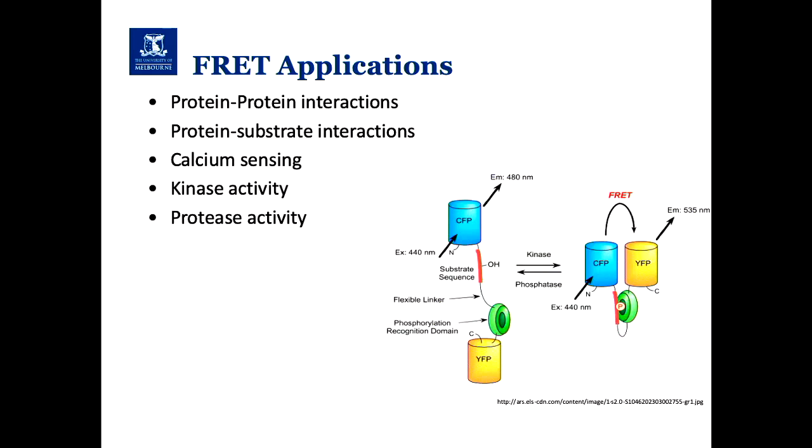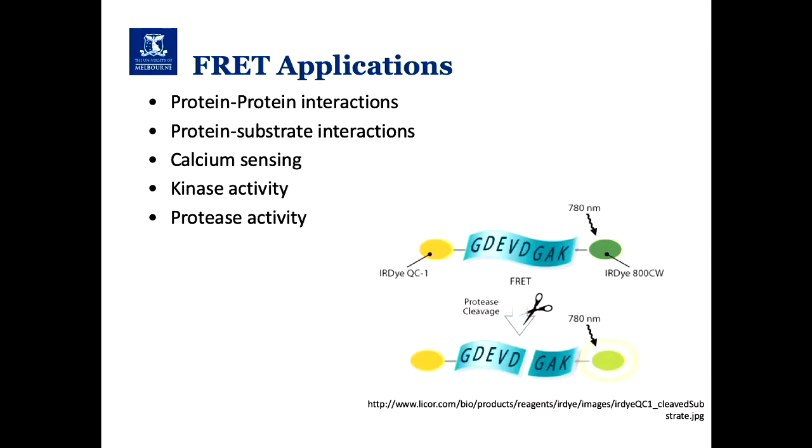We can look at kinase activity. So again, a phosphorylation recognition domain, which will cause a structural rearrangement, allowing FRET to occur. And then some of you guys may have been doing FRET assays and didn't even realize. So this is a protease assay kit with a protease recognition sequence. Here the two molecules are close enough for FRET to occur. If you get cleavage, then obviously they get separated and you get less FRET occurring.